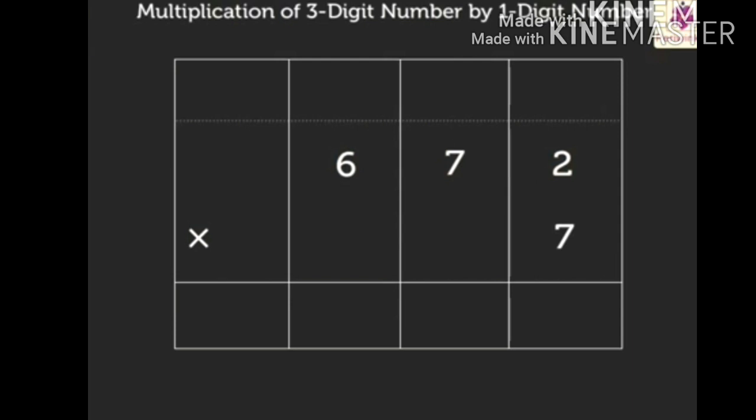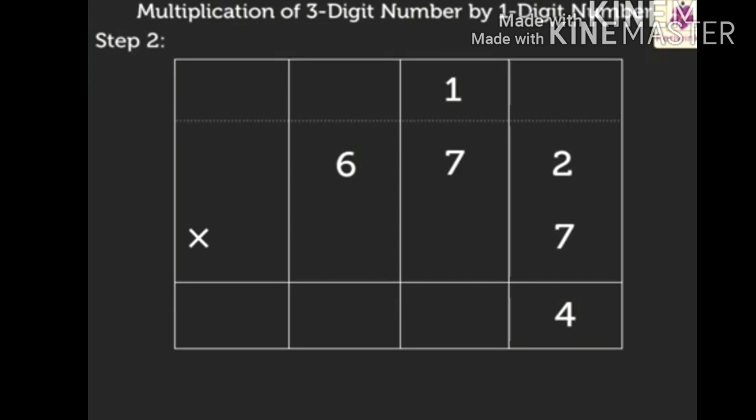Now let us see one more example. Let us multiply the number 672 with 7. First, let us multiply the digit in the ones place. So 7 is multiplied with 2. Okay, so 7 into 2 will give you, yes, it is 14. Okay, so 14 is regrouped as 1 ten and 4 ones. So it is written in this way.